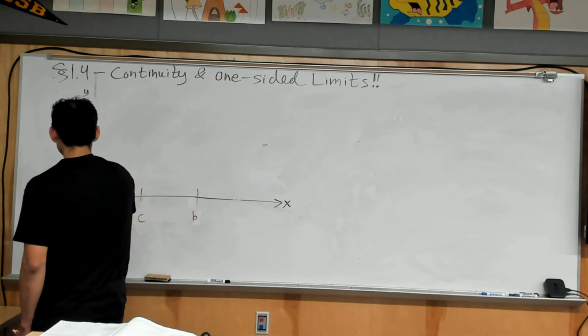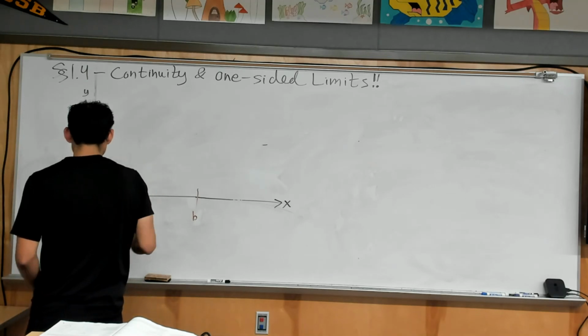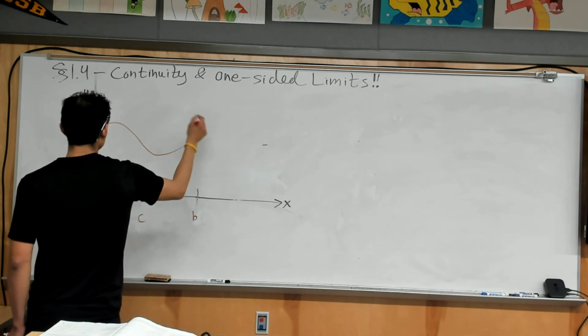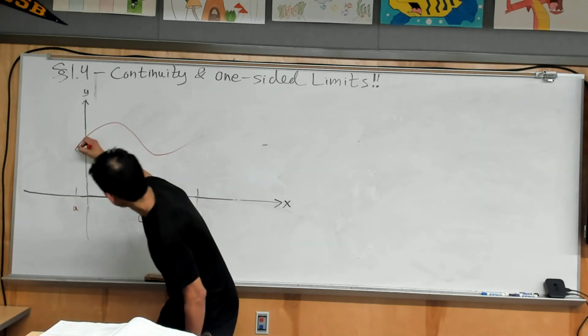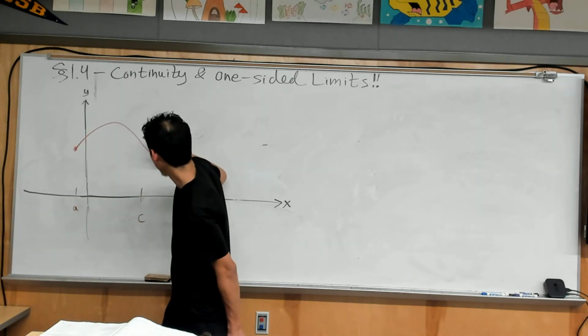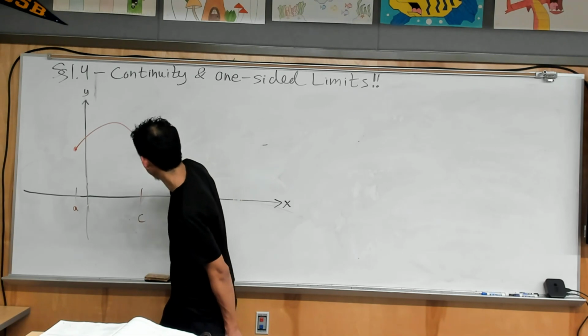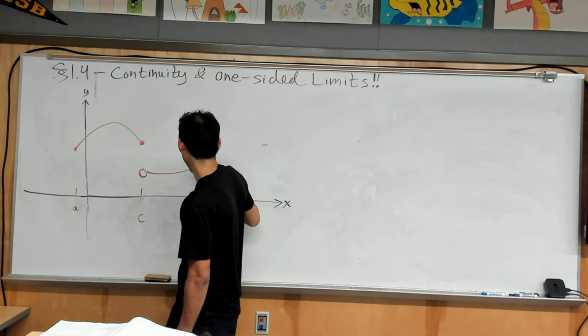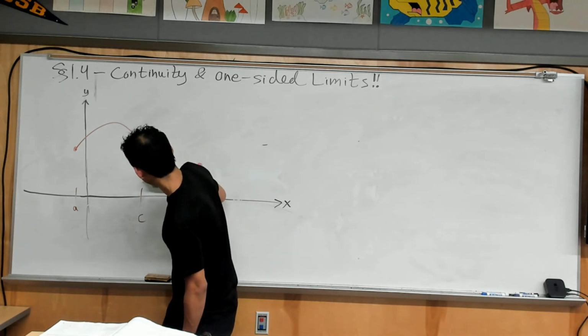Okay, so the next one is a jump discontinuity. These are the cool ones. So you're going along this path, but you're over here at A, and let's forget about this. We stop over here, and kabang, we start up down here. So these are both at C.